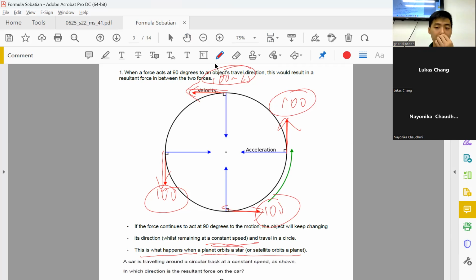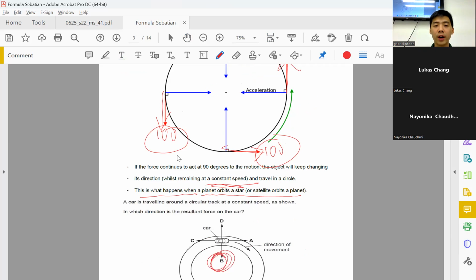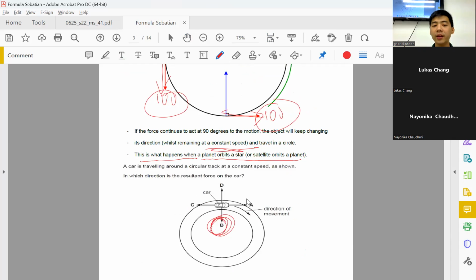Okay, very important. This one here, 9 out of 10 questions, you'll get it correct. You must circle the one that is towards the center of the circle. Very, very important.